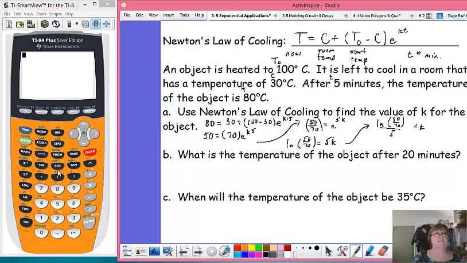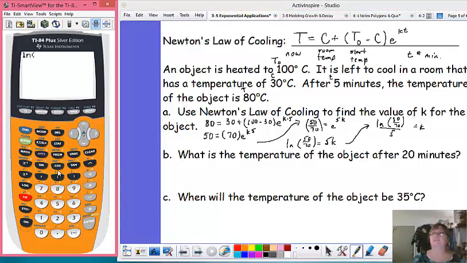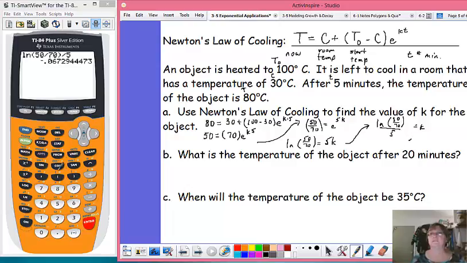And now it's to the calculator. Natural log of 50 over 70 divided by 5 minutes says that our cooling rate is around 0.0673. All right, so we're going down, so that should be negative.